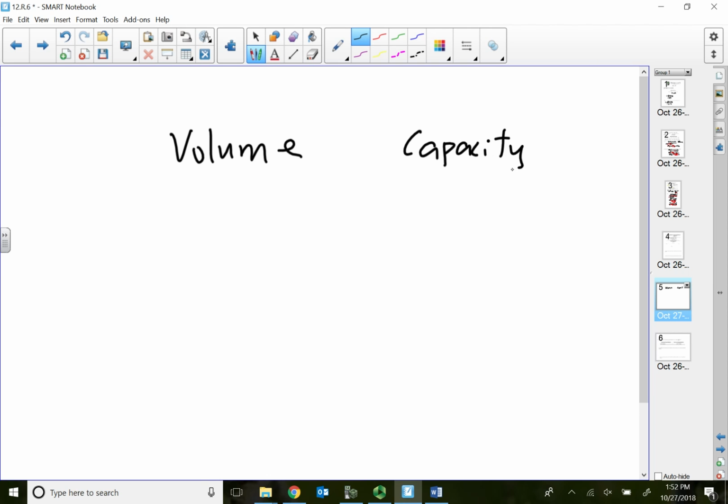Basically, volume is referring to a space, space that is inside of a container. So with volume we always say cubic. Space inside of a container. So many cubic feet, cubic inch, cubic meter, and such.